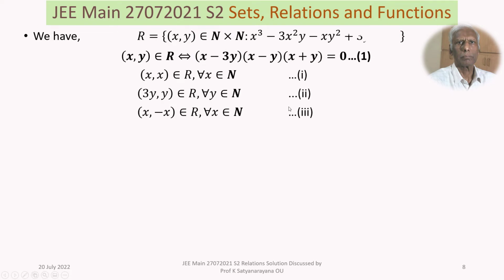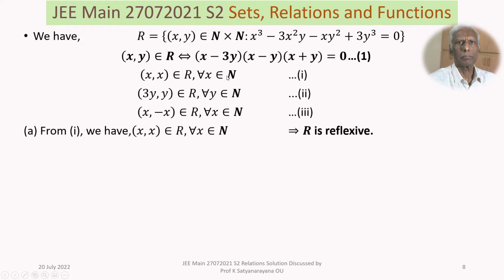So far this is the situation, and now, A, from this one, it says (x, x) belongs to R for all x belongs to N. So, that means R is reflexive. Good. Now, is it symmetric? That is what we wanted to see.